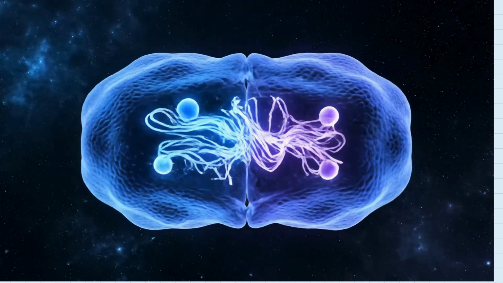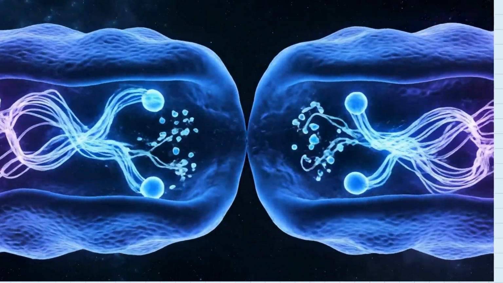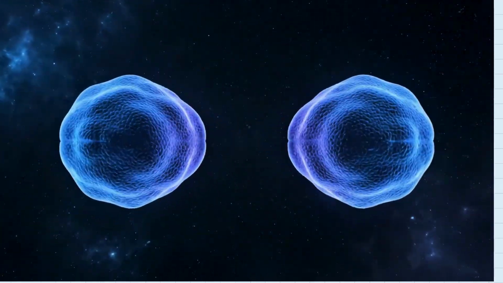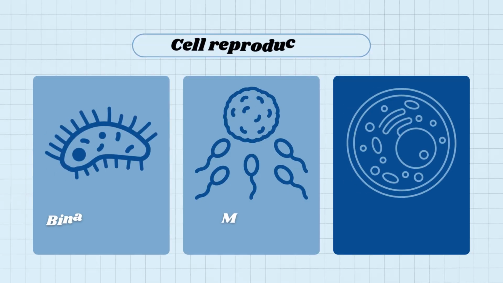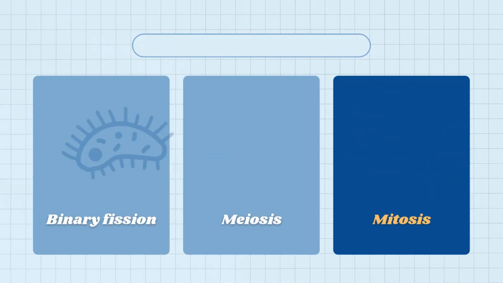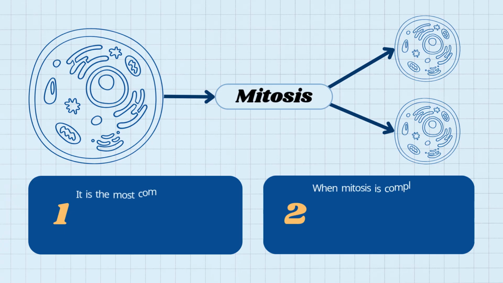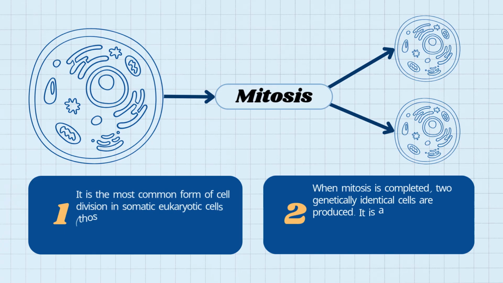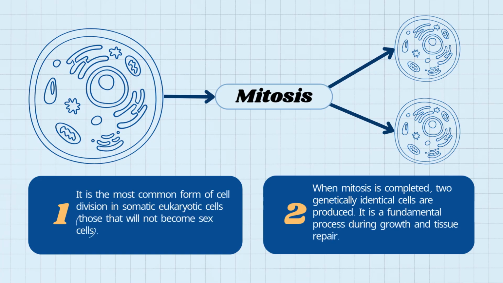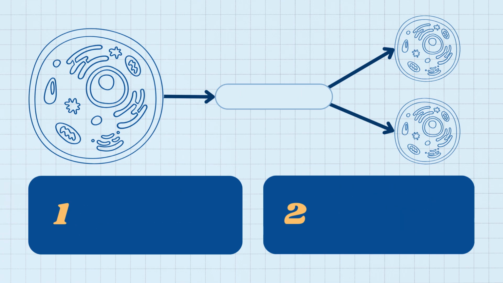Mitosis. So in this video, I'm going to talk about mitosis, that is, cell reproduction. So here are the three types of cell reproduction: binary fission, meiosis, mitosis. Mitosis is the most common form of cell division in somatic eukaryotic cells. When mitosis is completed, two genetically identical cells are produced. So it's a fundamental process during growth and tissue repair.